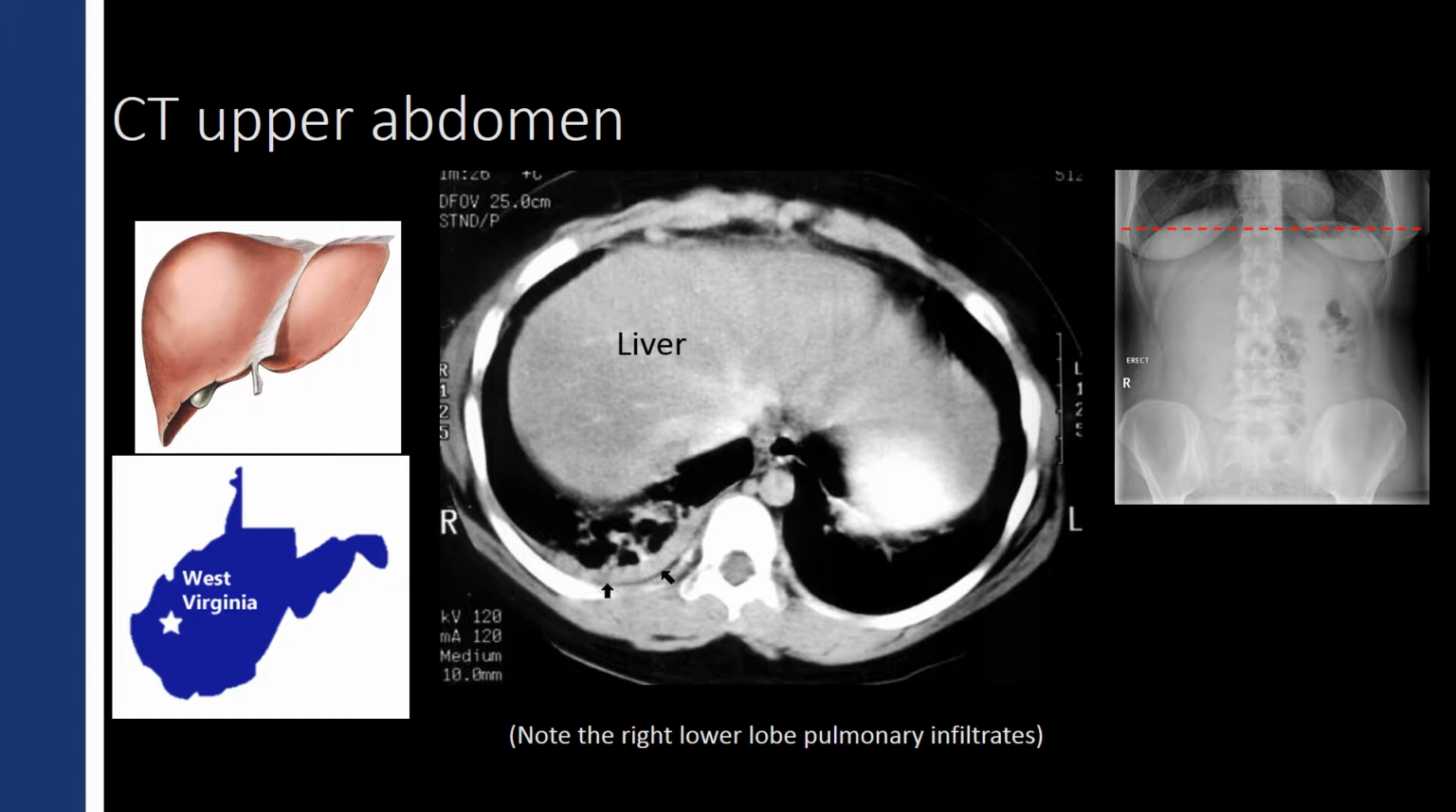But anyway, so the liver will take up most of the upper abdomen.